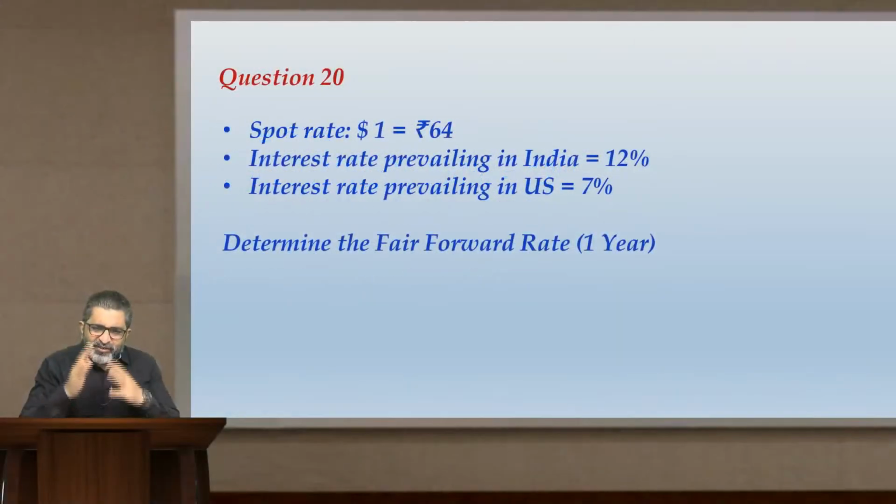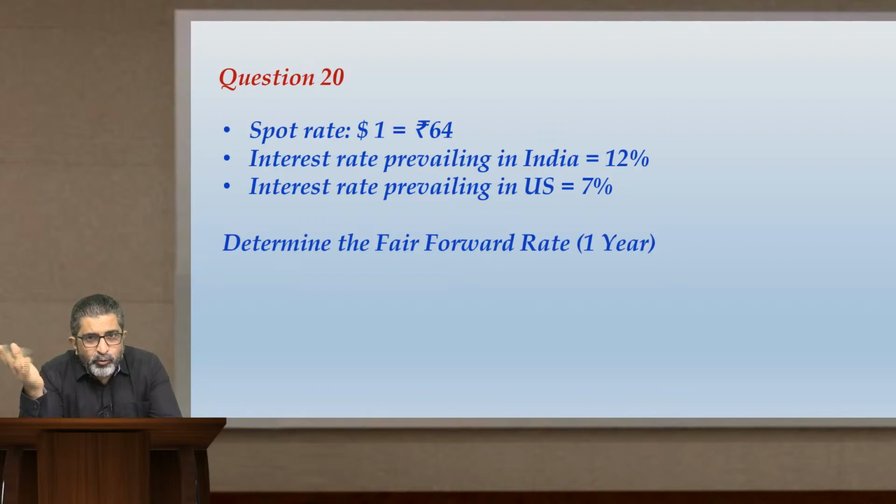Now, please try to logically understand how to determine these fair forward rates. Many students are used to application of formulas and they fail to understand the simple logic behind any calculation. You try to follow one simple thing. At the spot, 1 USD is equivalent to 64 Indian rupees. Correct? So what is the interest rate prevailing in India? 12%. What is the interest rate prevailing in the US? 7%.